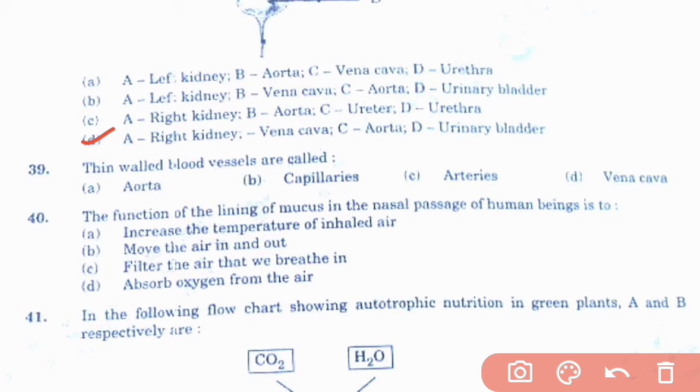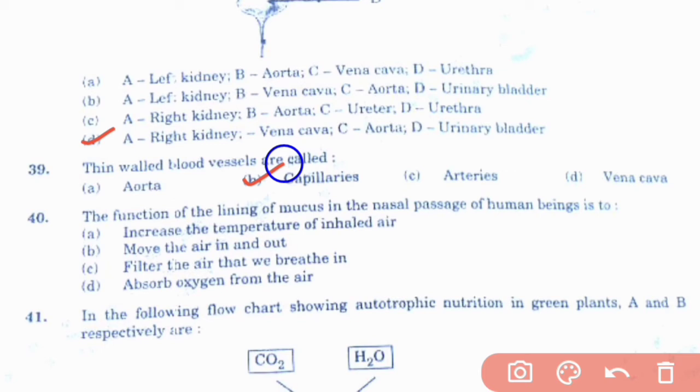Next question, that is question number 39th. Thin walled blood vessels are called: option number A, aorta; option number B, capillaries; C, arteries; D, vena cava. So the correct answer is option number B, that is capillaries.